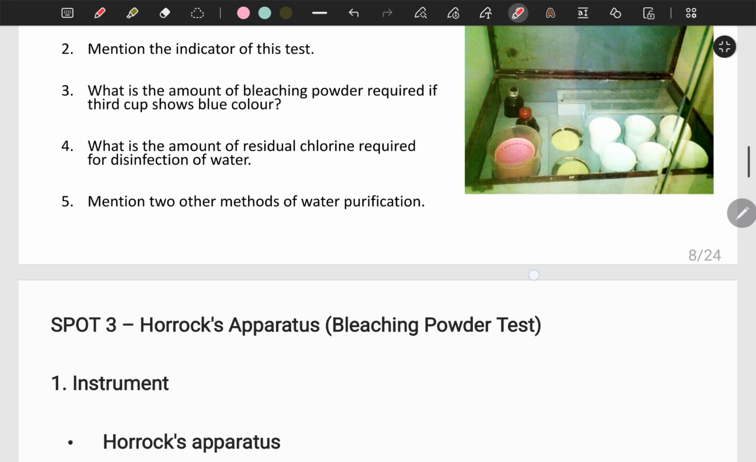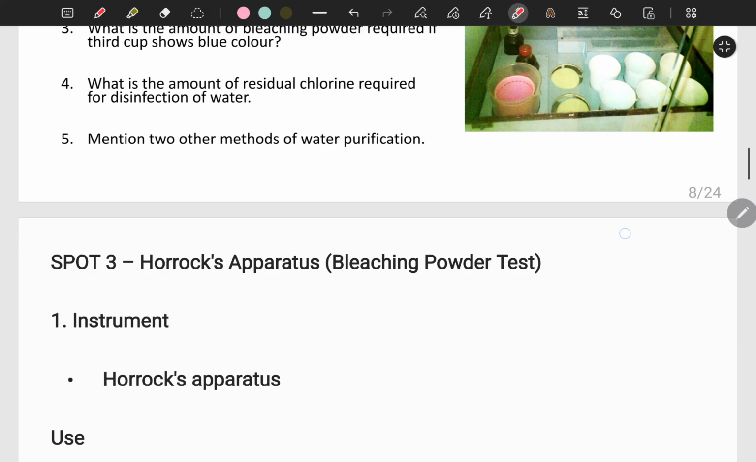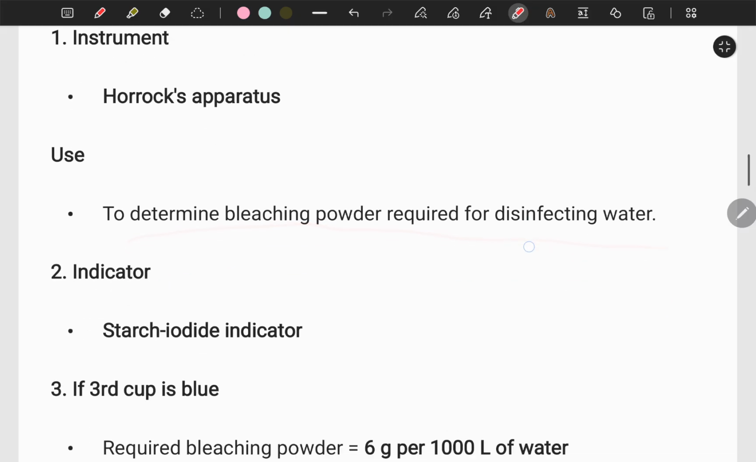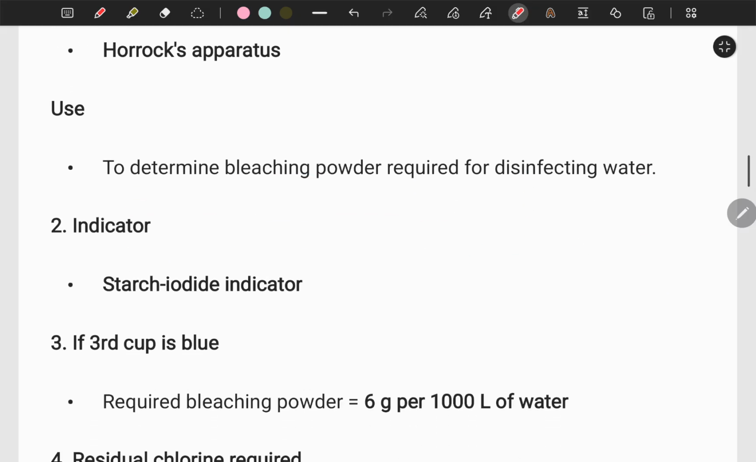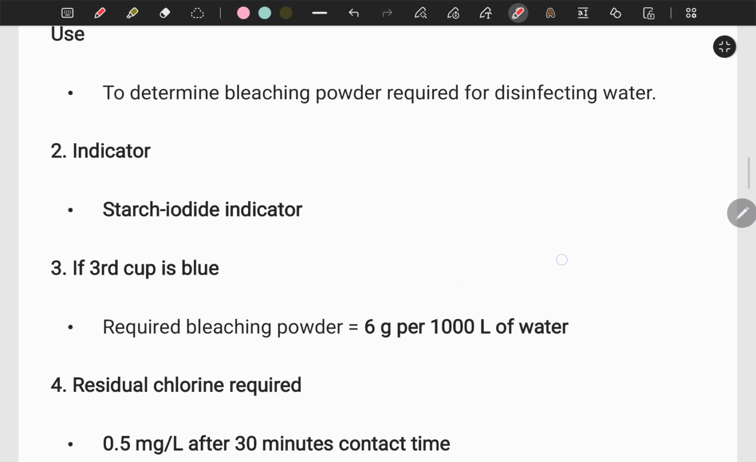First was instrument. So this is Horrocks apparatus. Look at the image carefully. This is the Horrocks apparatus. Its use is to determine bleaching powder required for disinfecting the water. Okay. Indicator is starch iodide indicator. If third cup is blue, we multiply it by 2. 3 2s are 6. 6 grams per 1000 liters of water is required.